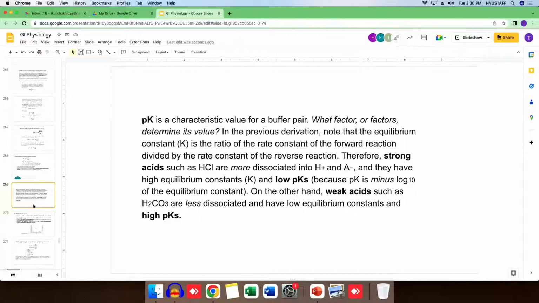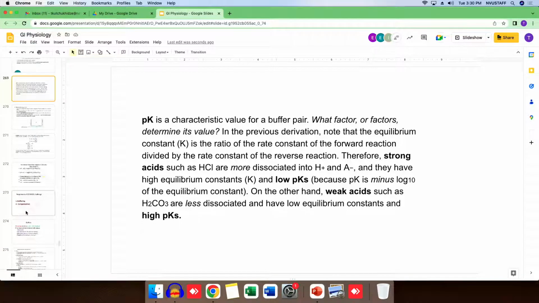Okay, so now let's talk about the pK more. pK is a characteristic value for a buffer pH. Why is it a characteristic value? When we are adding a buffer to an acid, we are always trying to find a buffer with almost the same pK, because when it is dissociating, it changes the pH by plus or minus one, right?